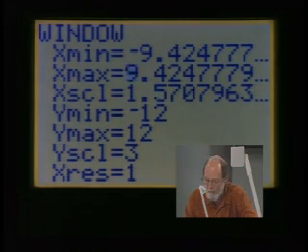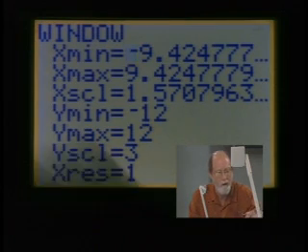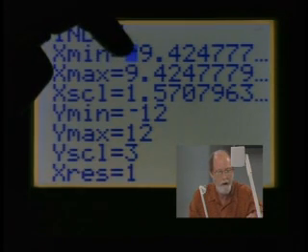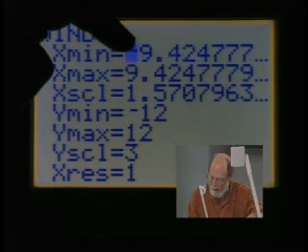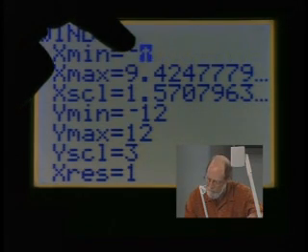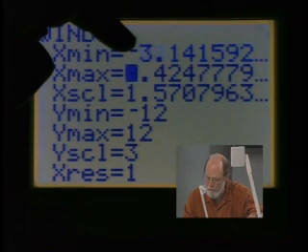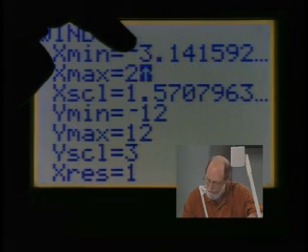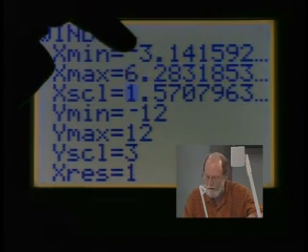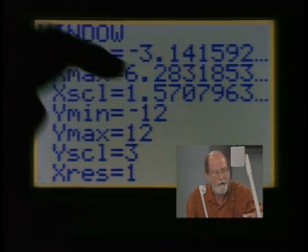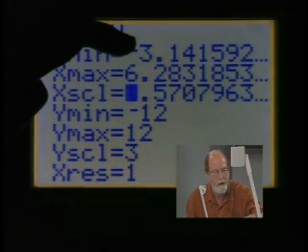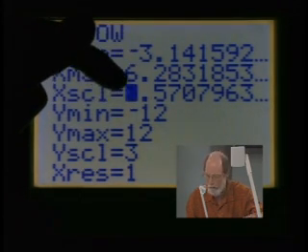Now actually the problem is I think I better not go so far. I think I said minus 3 pi, didn't I? Yeah, so let me just go to minus pi, and let's go to 2 pi on the right, and stick with pi over 2 there. Now when I square this, it's going to be like 9. When I square that, it's like 36.